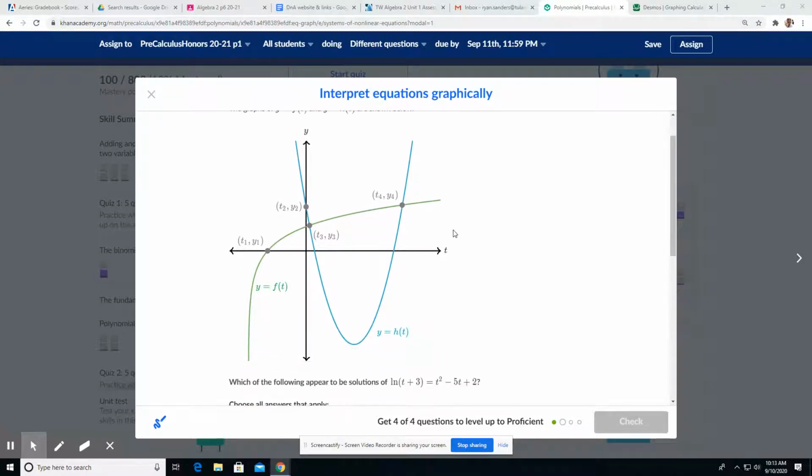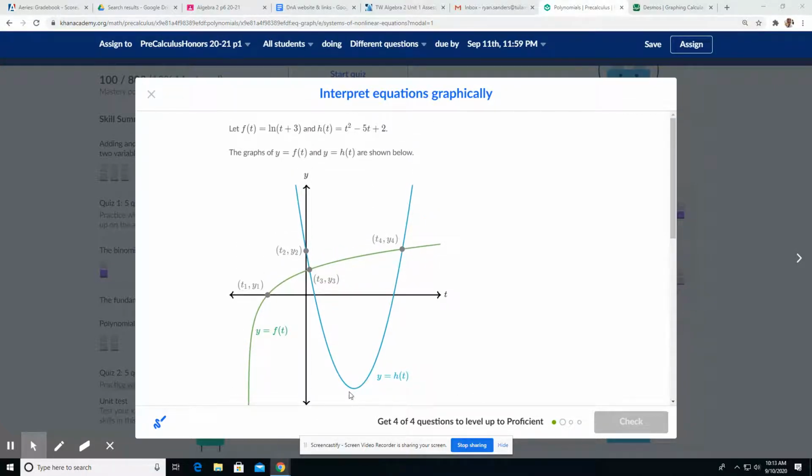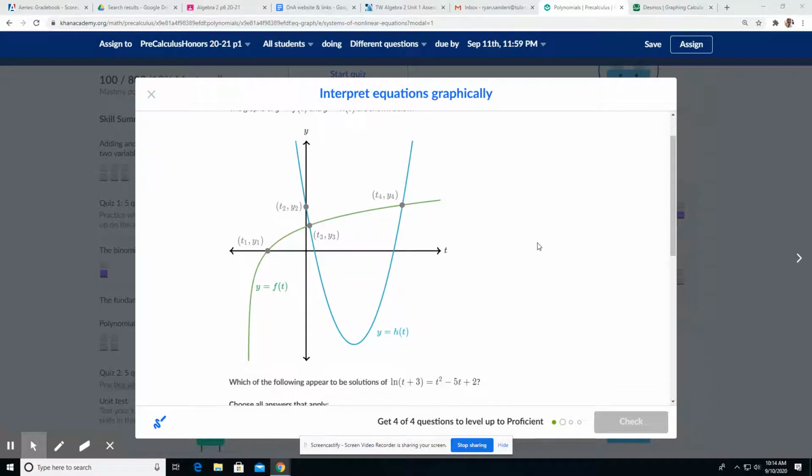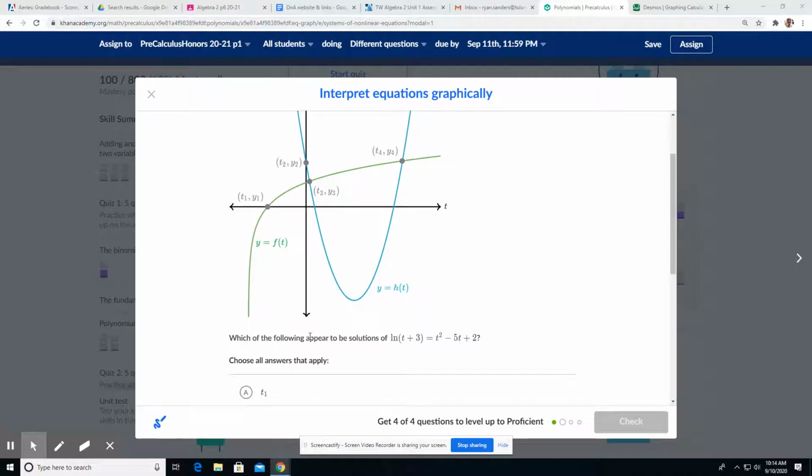So we can see here's our parabola from the quadratic, and natural log has this type of shape. So those are from our parent functions, just sort of knowing in general what they look like. Which of the following appear to be solutions of this? Notice they are equal to each other. When they are equal to each other, that means they're sharing that same output or y value.